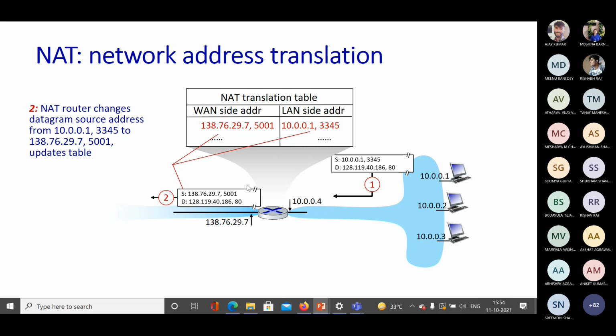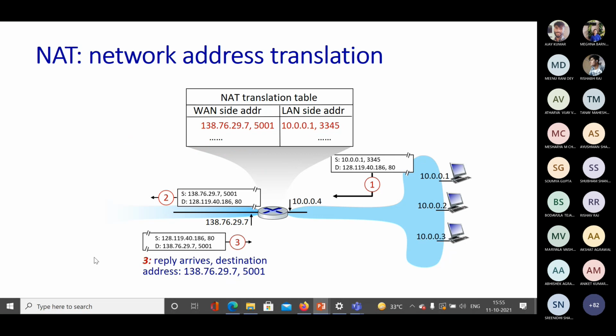Now this information goes to the outside world, and there the source address will become 138.76.29.7 with a particular port, 5001. The destination address of course remains the same. So here the NAT router changes the datagram source address to the outside interface, right? And then updates the corresponding NAT translation table, as you can see here.